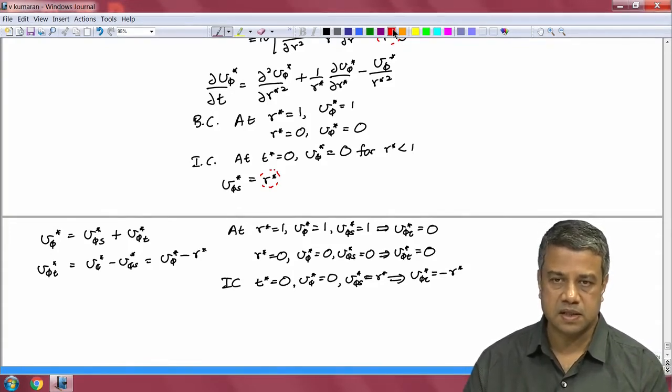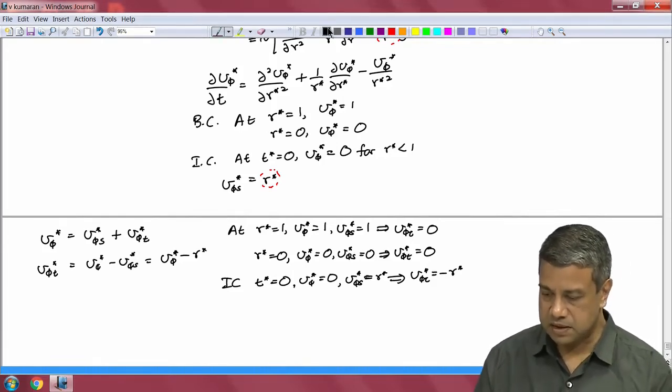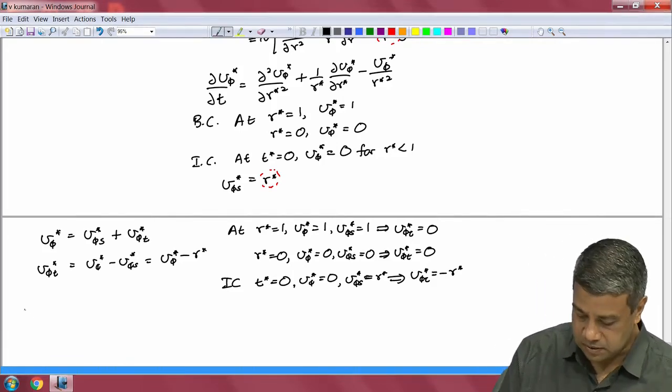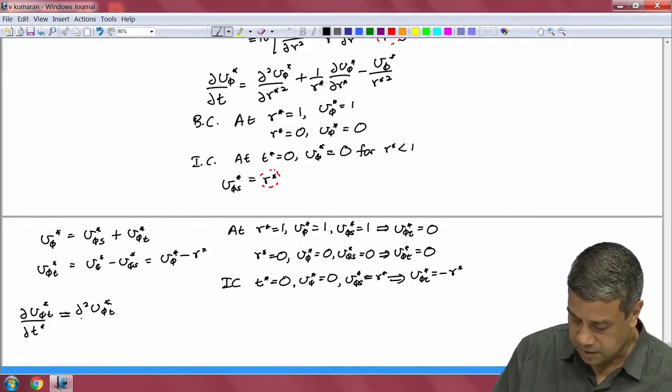The steady part satisfies the steady equation. Therefore, the equation for the transient part is the same as the equation for the original solution, that is partial V phi by partial t is equal to, okay, this is all for the transient part.